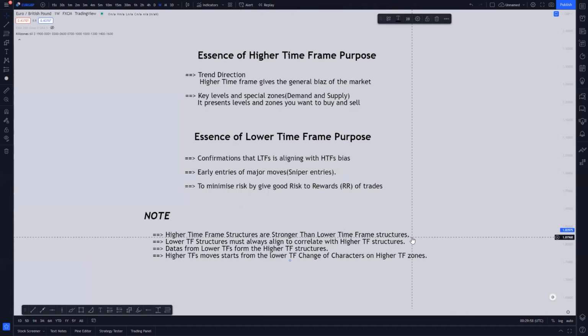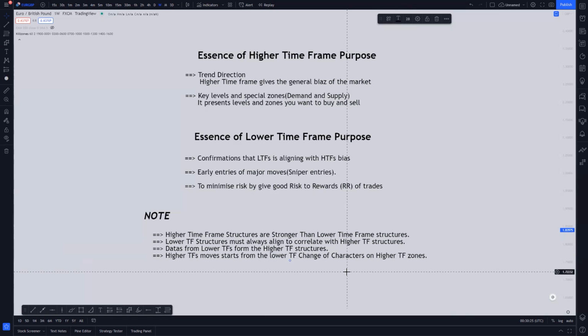The third keynote is that data from lower time frames form the higher time frame structures. So that simply means that, fine, the higher time frame structures give us the general bias of the market, but the coming together of different time frame data is what forms the higher time frame bias that we have assumed in the first instance.